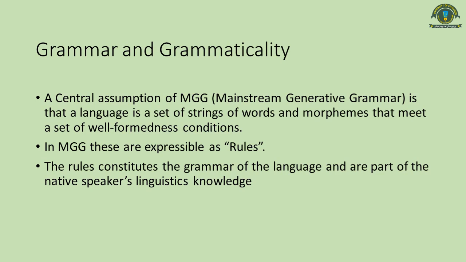Grammar and grammaticality. A central assumption of MGG, mainstream generative grammar, is that a language is a set of strings of words and morphemes that meet a set of well-formedness conditions.